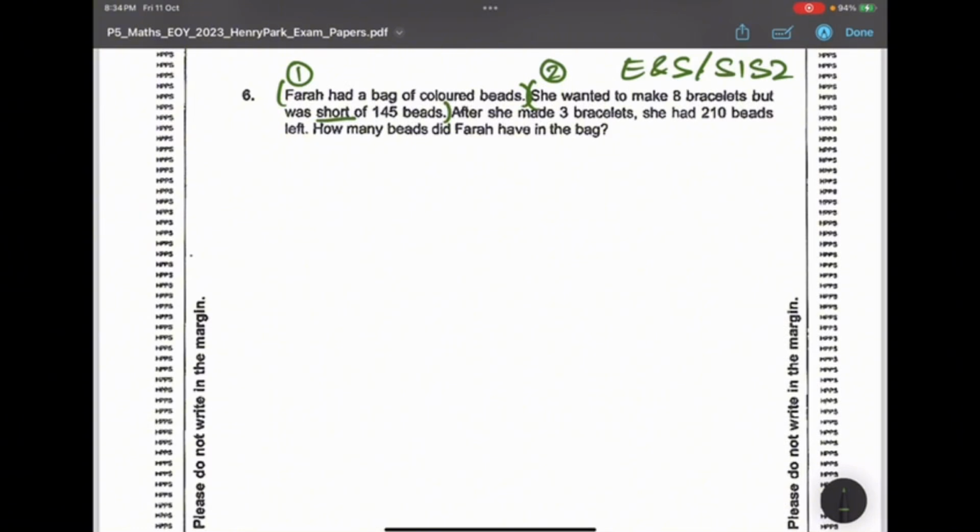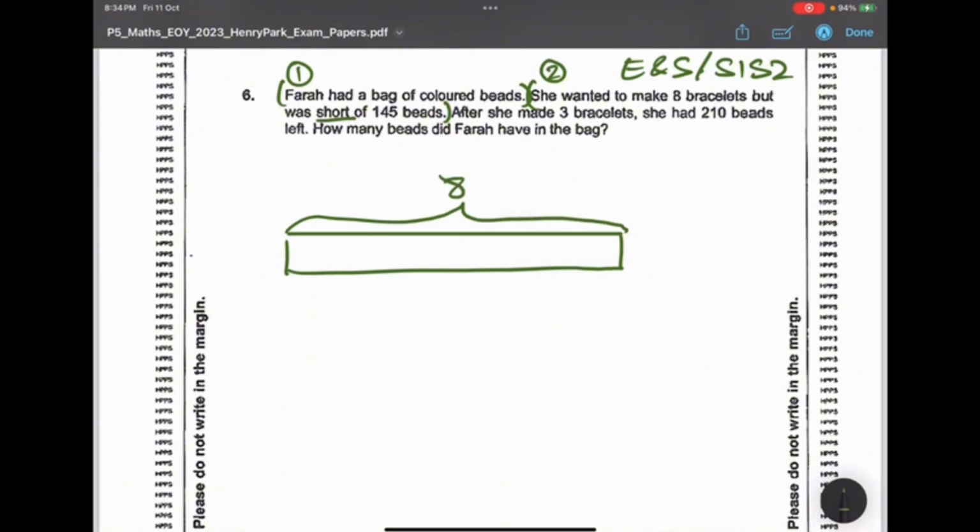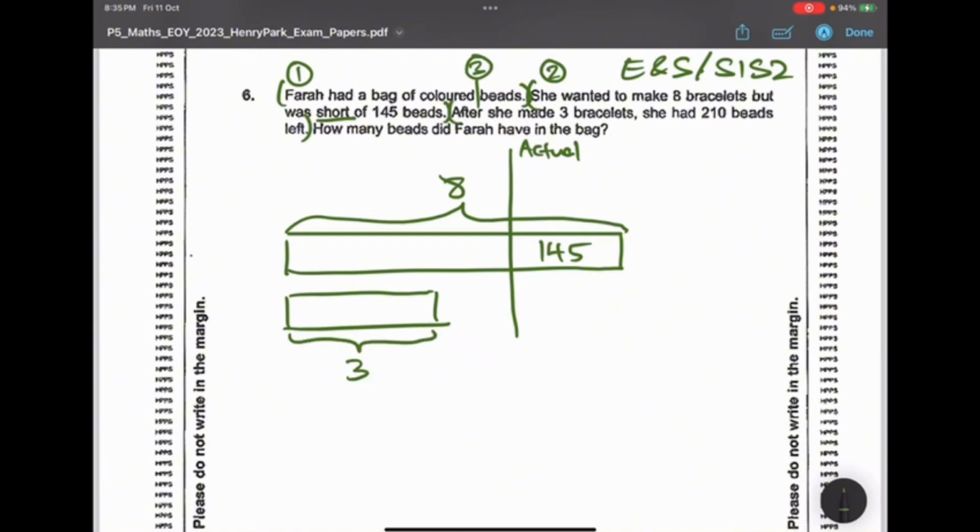Now what I want to do is to start drawing my model. Alright, if she were to make 8 bracelets, she would be short of 145. Alright, so this line is what she actually has. Anything past this line is something that she does not have. And let's look at sentence number 3. It says, after she made 3 bracelets, she had 210 beads left. Alright, so if she were to make 3 bracelets, which I am going to label here, she would have 210 beads left. Okay, so this is 8 bracelets. And this is 3 bracelets.